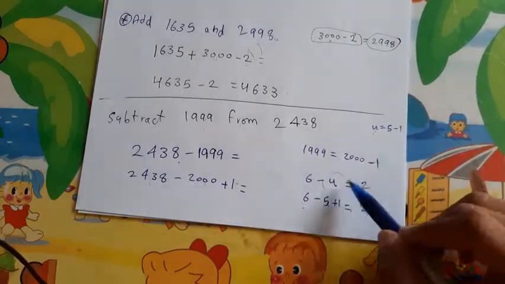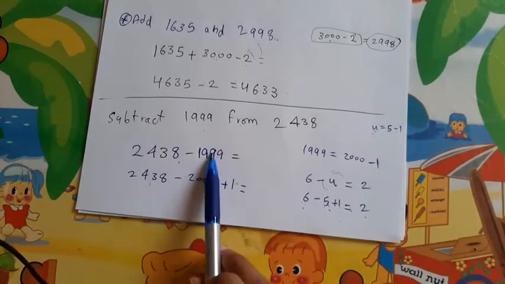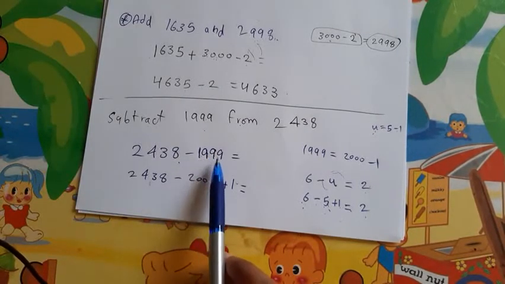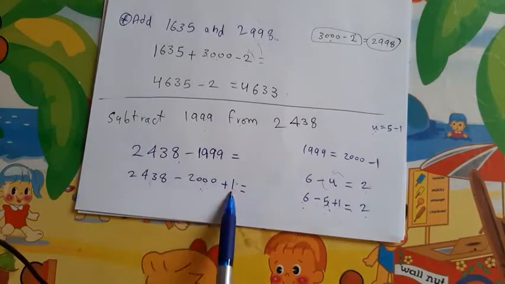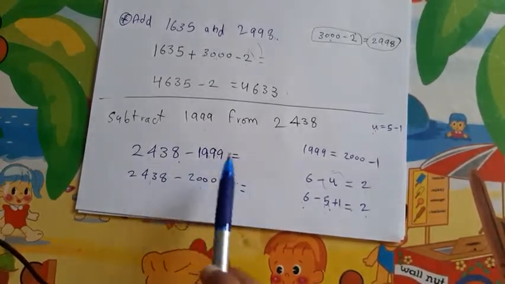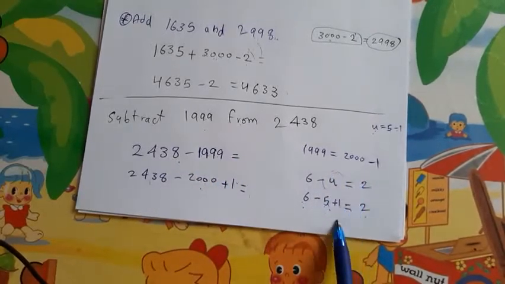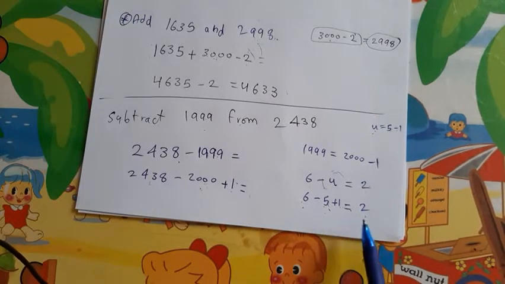The same thing goes here. Instead of 1999, I added 1 to get the same answer. So if you are confused with this one, just return to this one, try to understand it very well. It's very easy, very simple, and then apply the concept of this to this one.